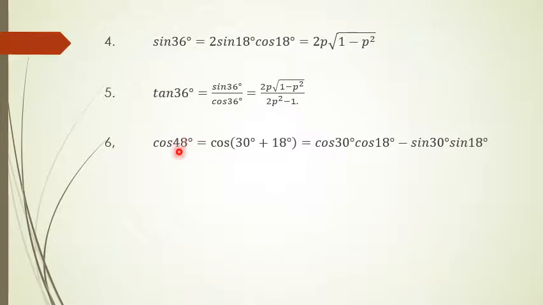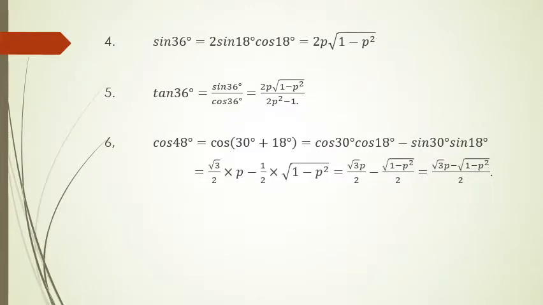Number 6, cos 48. We express 48 in terms of the given angle and a special angle, because we will be able to substitute for the trig ratio of a special angle, and we will be able to substitute for the trig ratio of 18 because we have them. So we split 48 into 30 plus 18 and then apply the compound angle formula. So cos of 30 plus 18 is equal to cos 30 degrees cos 18 degrees minus sine 30 degrees sine 18 degrees.